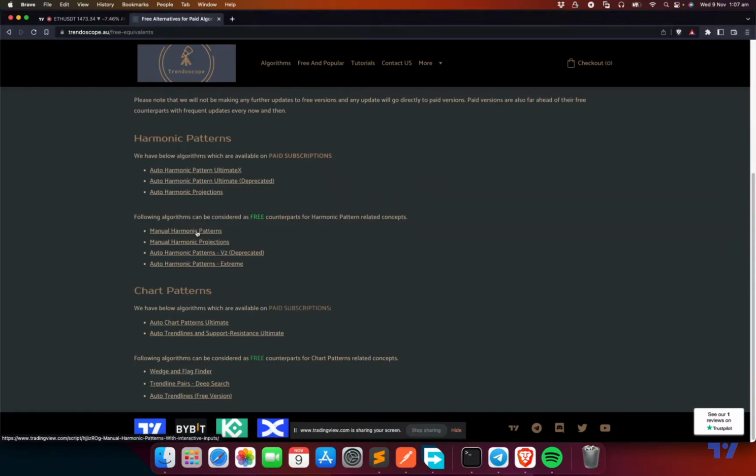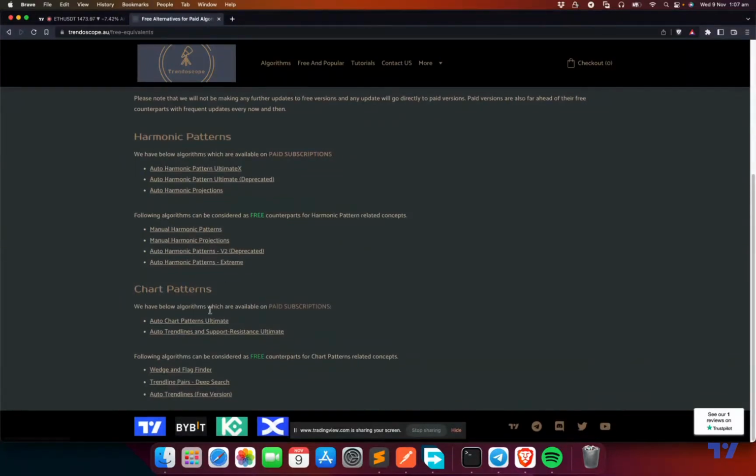And similarly we have manual harmonic patterns and projections. If you're just starting to learn about harmonic patterns as a concept, we encourage you to make use of these free versions instead of directly going for the paid ones.